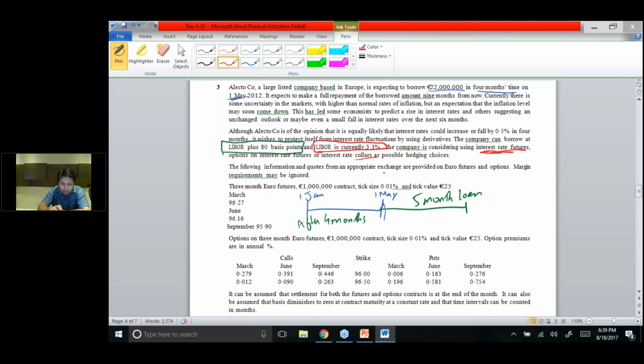The following information and quotes from a derivatives exchange are provided on Euro future and option. 3-month Euro future: contract size is 1 million, tick size is 0.01%, tick value is 25 euro, and March and June contracts are available. Definitely we are going to choose the June contract because we need our loan on 1st May, and the immediate expiry date of the relevant derivative after May is in June. So how are we going to solve it?